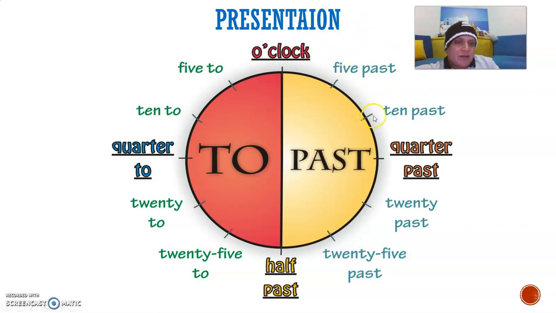10 past 1. Quarter past 1. 20 past 1. 25 past 1. And half past 1. So here with the uses of past and to, we start with the minute, not with the hour. Not the same method we saw last session, where we started with the hour, then the minute. Today we'll start with the minute, then past or to, and the hour.